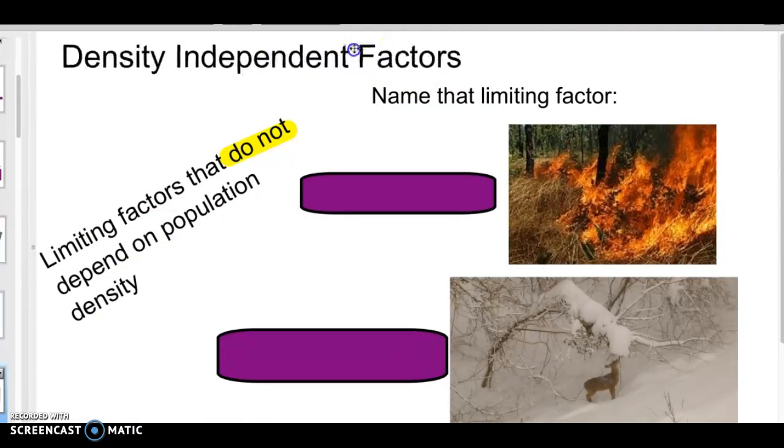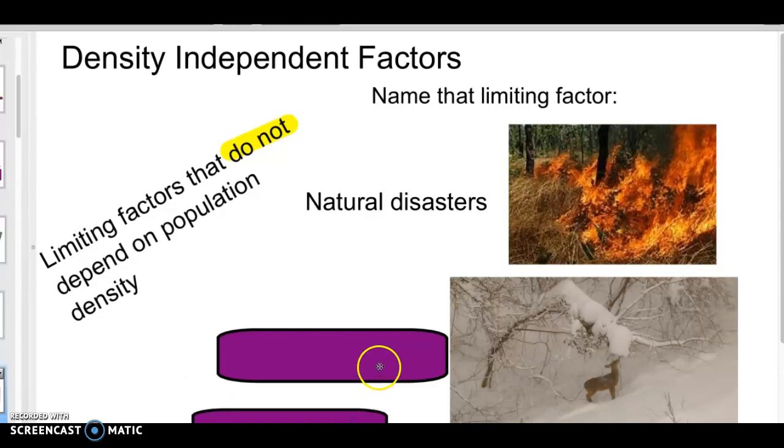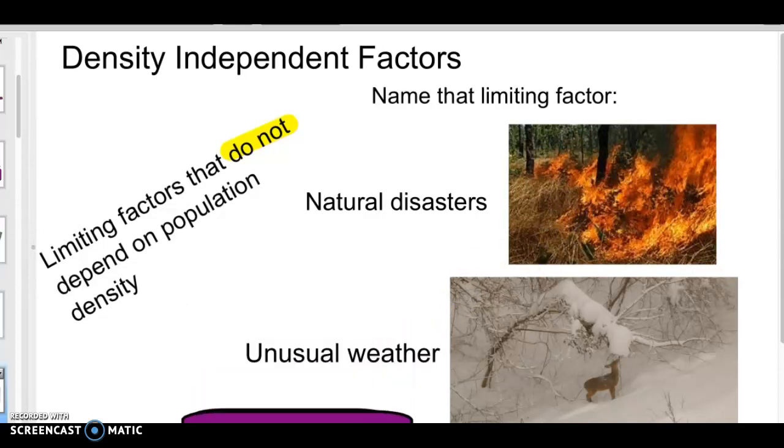Density independent limiting factors means that you don't have to be dense to be affected by these factors. In fact, they affect all populations, no matter how big or small they are. Examples are natural disasters like forest fires and floods and hurricanes, and unusual weather like a big drought or a super, super crazy cold blizzard that comes through. All organisms, no matter the size of the population, will be affected by that.